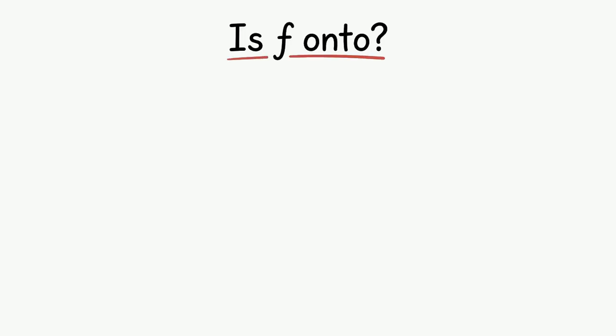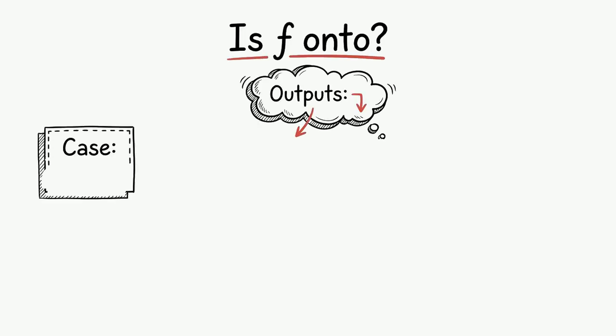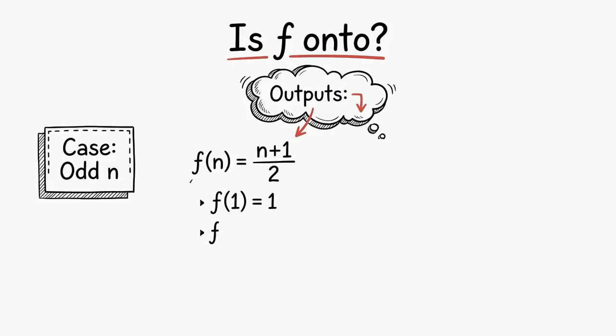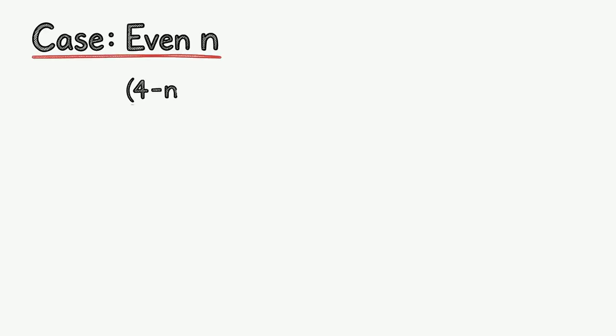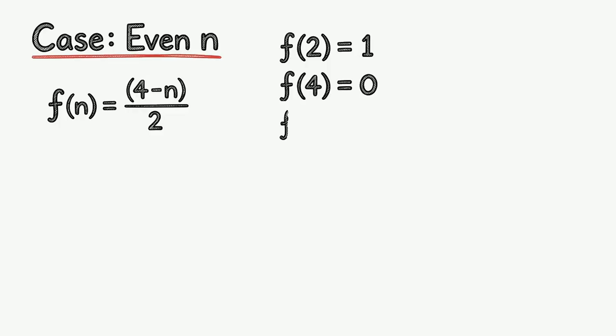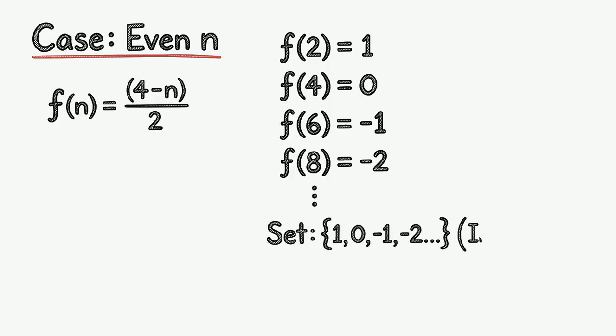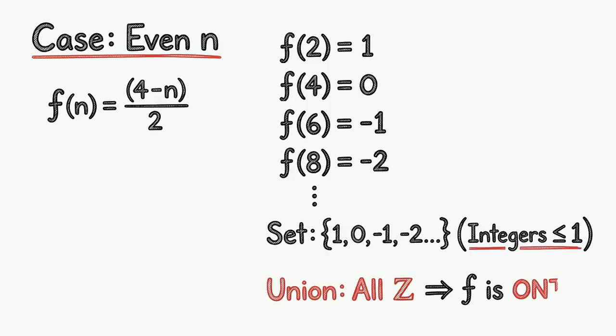Is f onto? Let's look at the outputs. For odd n, f(n) = (n+1)/2. So f(1) = 1, f(3) = 2, f(5) = 3, and so on. That gives us all positive integers. For even n, f(n) = (4-n)/2, so f(2) = 1, f(4) = 0, f(6) = -1, f(8) = -2, and so on. That gives us all integers less than or equal to 1. Together, these two branches cover all of Z, so f is onto.